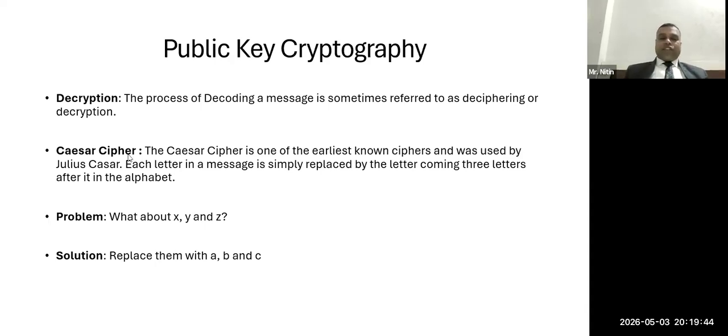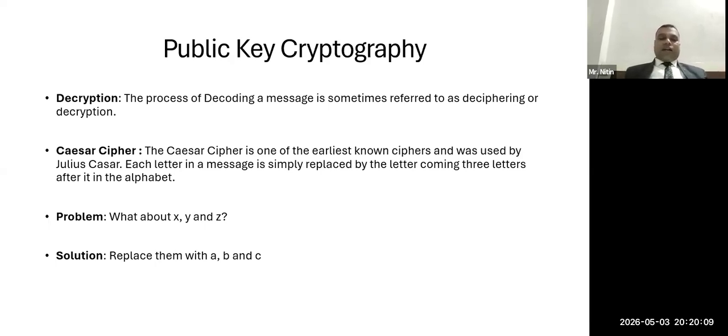So as per this definition, Caesar cipher, whenever you have these letters, they will get replaced by the letter which comes after three positions, okay, the third position letter will replace the original letter. Okay, so I hope, guys, this example is understood.